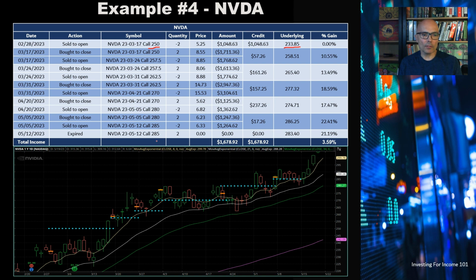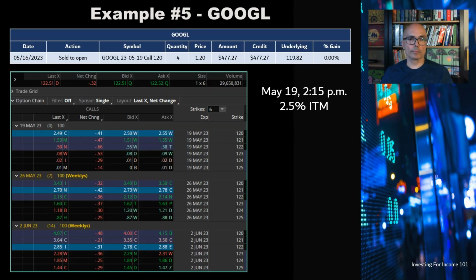So you can see quite a few trades here, but I was able to get positive credit from each roll. Not much, but I was getting some money, right? So altogether, I got like $1,678 in about 2.5 months. It's not that much, but it's still income into my account. I can use it to buy other shares, and I got to keep the shares. That's the most important thing.